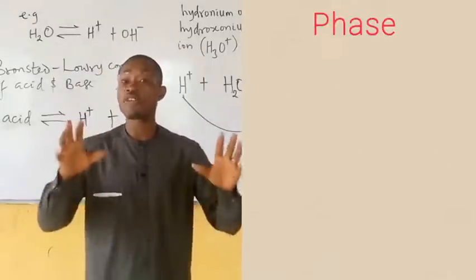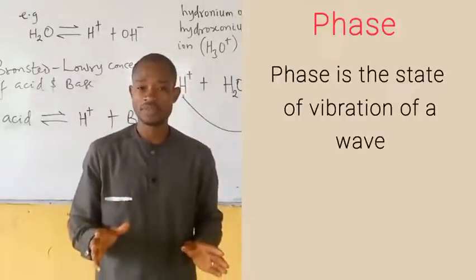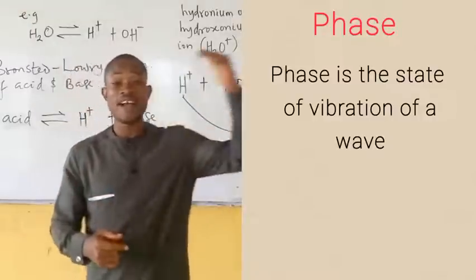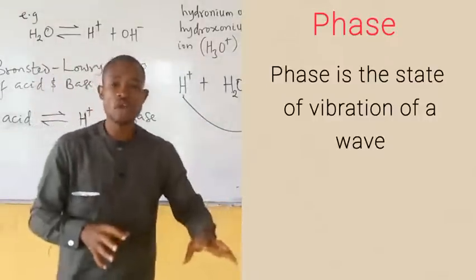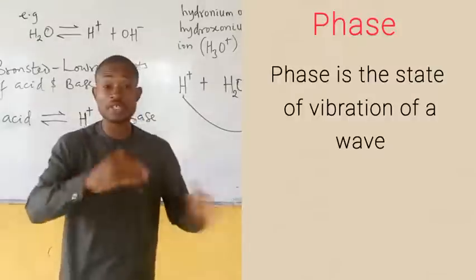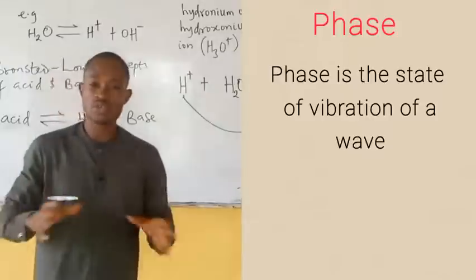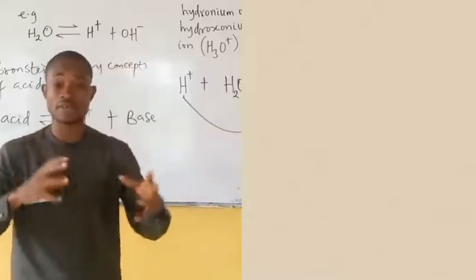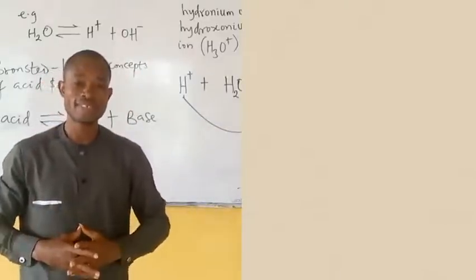The phase of a wave is simply the state of vibration of that wave. When you talk about the phase of a wave, we try to find out: is the wave at its maximum point? Is it at its minimum point? Or is it at its rest position, which is the zero point? Of course, we use theta to represent the angle. Like I said, it goes with the concept of cycle. We use theta to represent this phase angle.